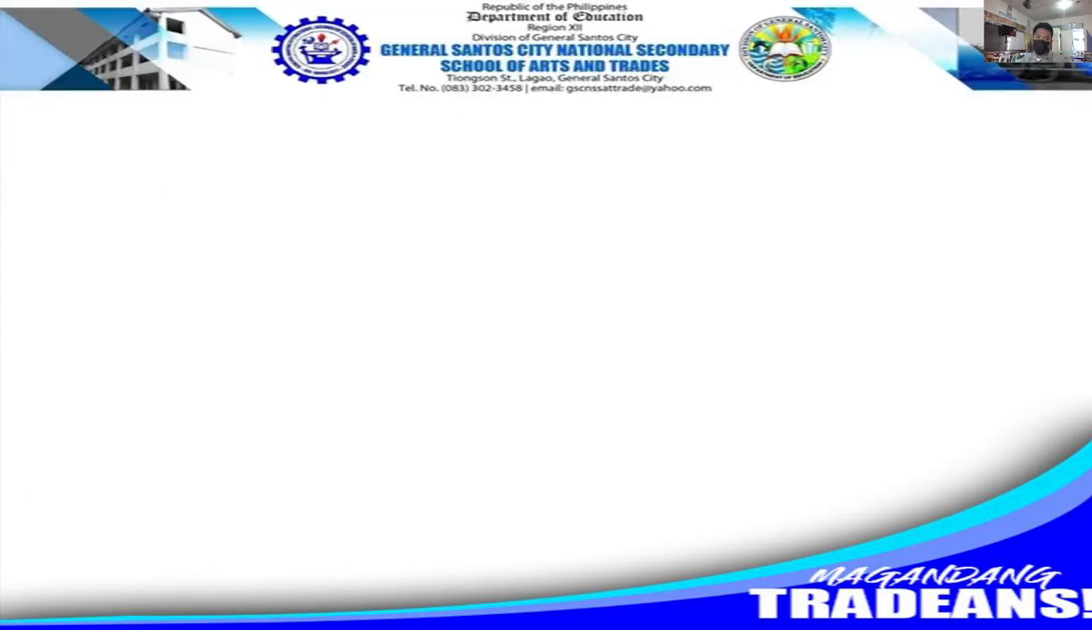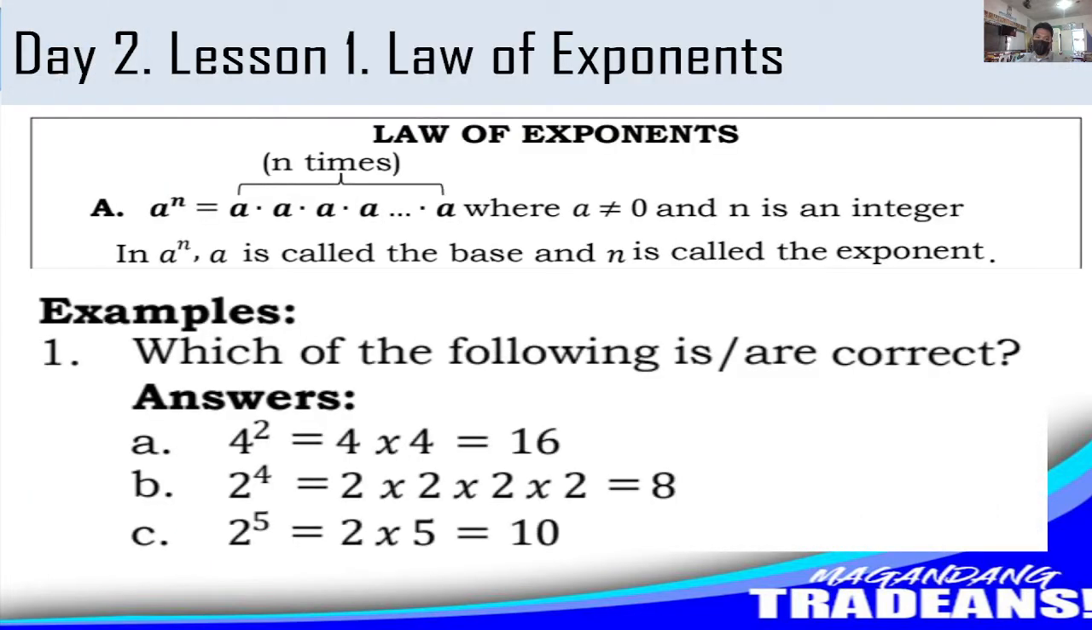So the next part of our lesson is what you call the law of exponents. When you say law of exponents, it is defined as a raised to n, like this, is equal to a times a times a times a, n times, where a is not equal to 0 and n is an integer. So ibig sabihin daw po, in a raised to n, a is called the base. Ito po yung base. Ito po siya si a. Yung n naman po is exponent. A is base and n is exponent.